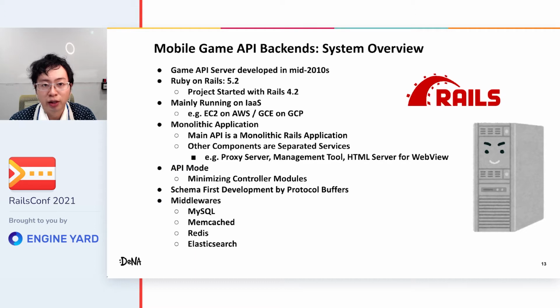This slide explains the system overview of our mobile game API backends. We started developing our game API server in mid-2010. The system is running on Ruby on Rails 5.2 and mainly running on IaaS. The main API is a monolithic application, and there exist other components as separated services, such as proxy servers, a management tool, and HTML servers for web view.